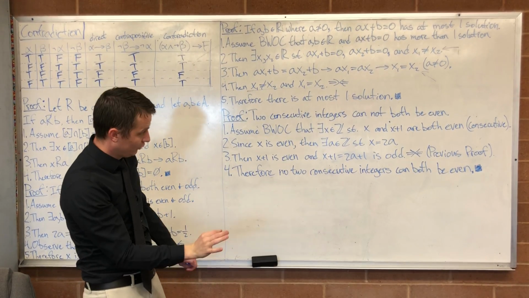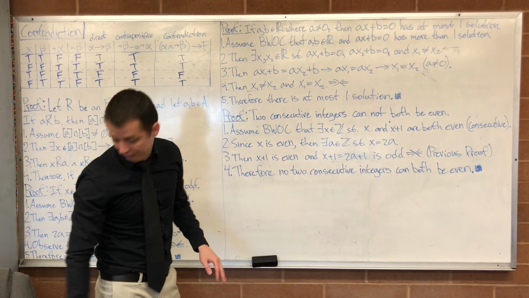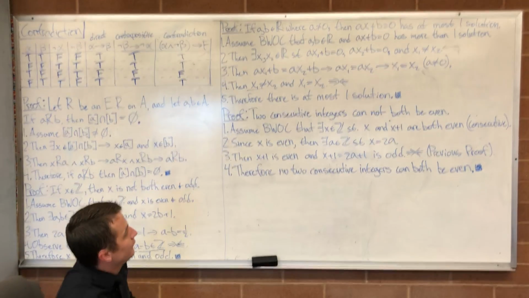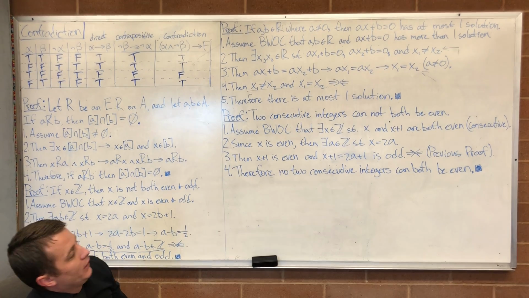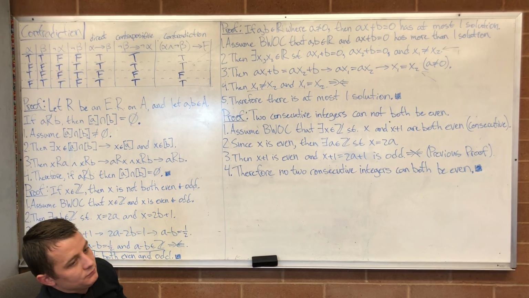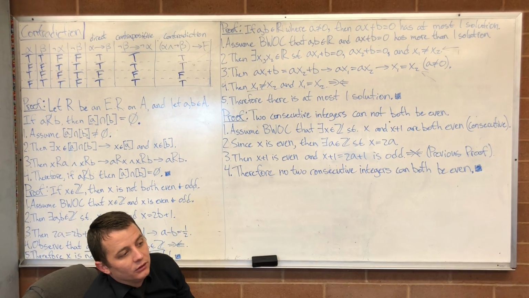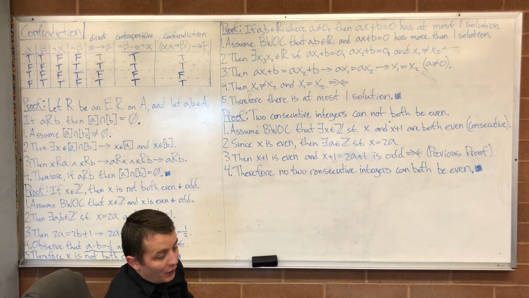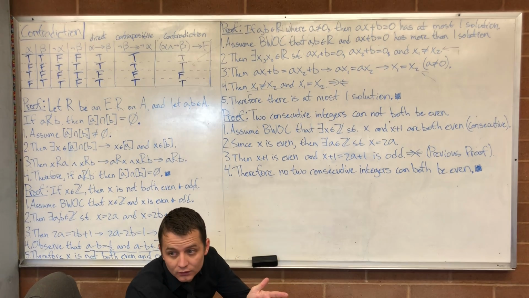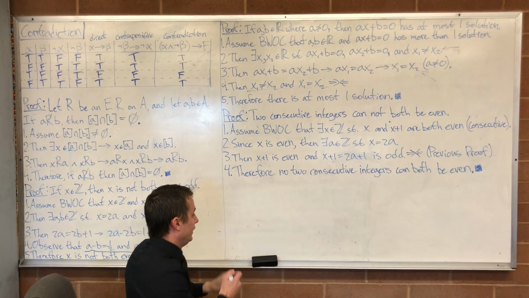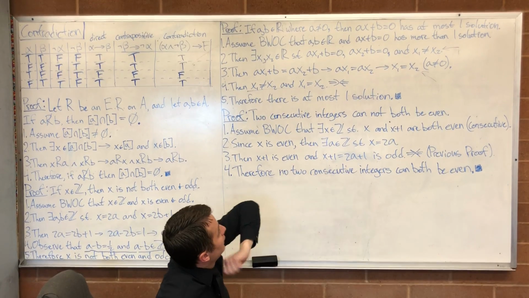2 consecutive integers cannot both be even. Okay, this one, we first need to figure out what the implication is here. So let's think about that as an if-then statement. If there's 2 consecutive integers, then they're not both even. Right? So alpha is 2 consecutive integers. Beta is that they're not both even.